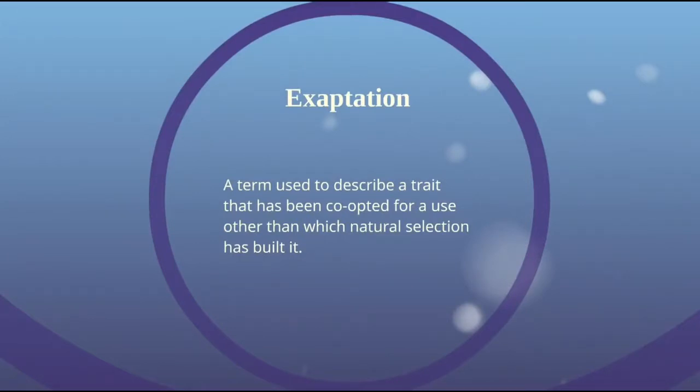Next, we have exaptation, which is a term used to describe a trait that has been co-opted for a use other than which natural selection has built it. It shows that essentially evolution uses what it has available.